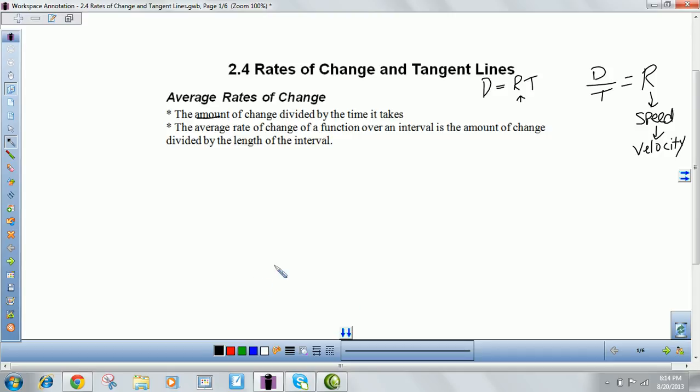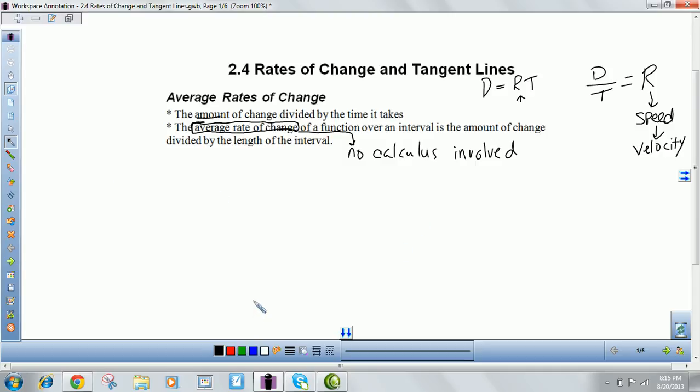Now this is really tricky. On the AP exam, they might throw this in there, they might not. I would guess that they won't on a multiple choice, but it could be on a free response. But average rate of change, no calculus involved. So in your notes, homework, tests, quizzes, if I ask you for the average rate of change, there's absolutely no calculus involved, and I'm going to show you.